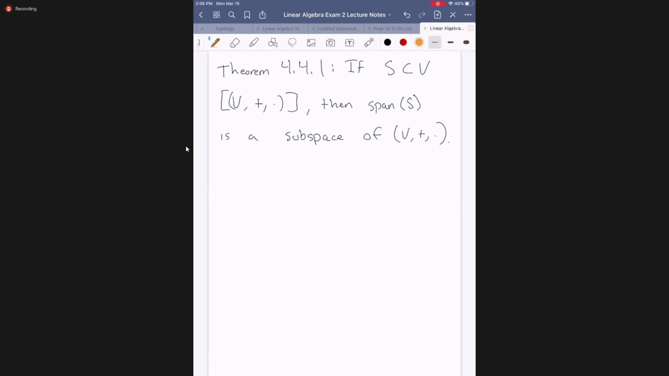So the next thing is that the span of S is not just a set; it's actually a subspace. So what does that mean? Well, it has the structure of a vector space as well. It isn't just some random set anymore. It has the structure of a vector space. And this is going to be important because then we'll talk about bases and dimension later.